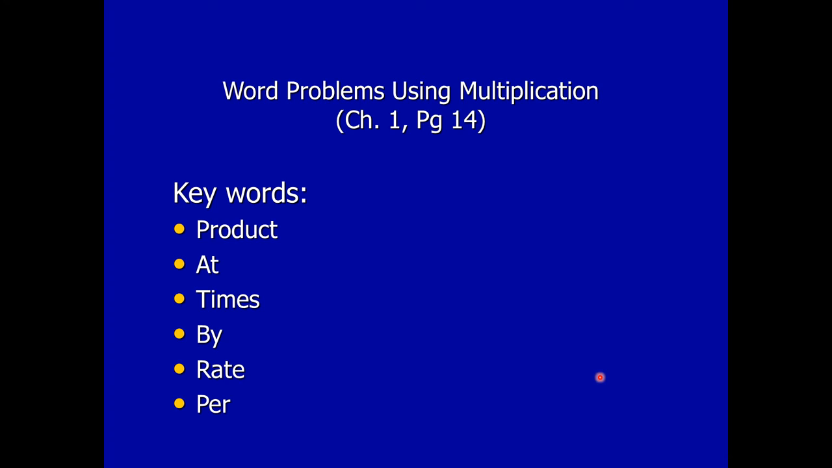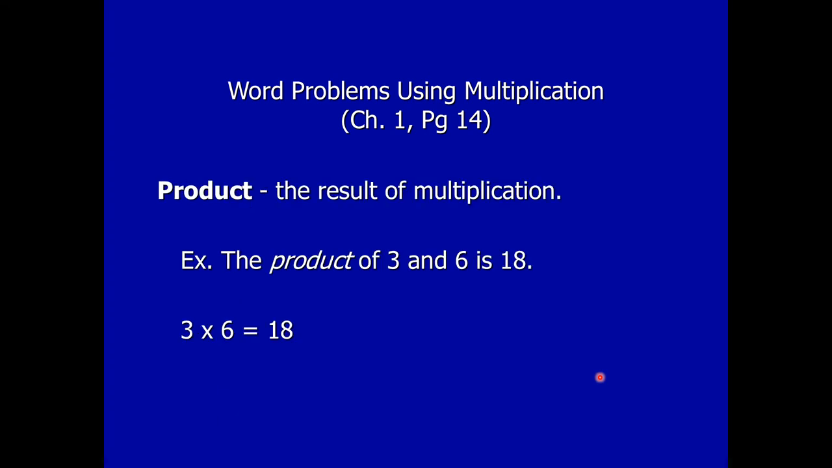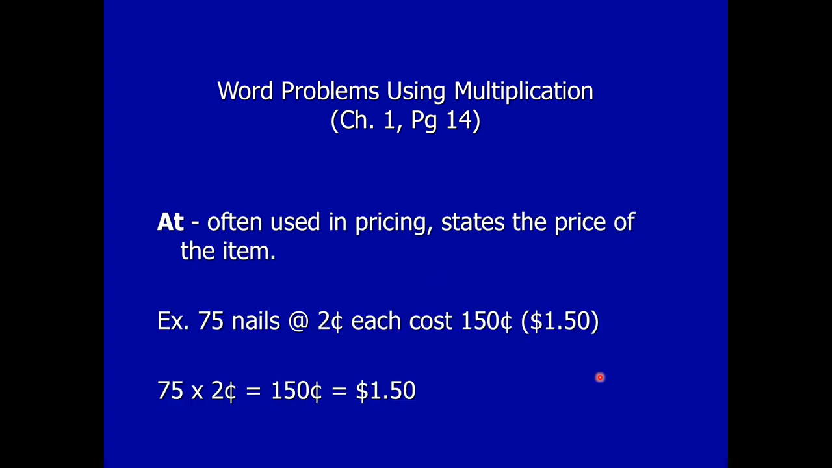Some of the keywords appear in multiple places. The keywords we have for multiplication are product, of, times, by, rate, per. These are some clues. Let's say the product of 3 and 6 is 18. The product is directly coming from the multiplication. Sometimes we use at. 75 nails at 2 cents each cost 150 cents.